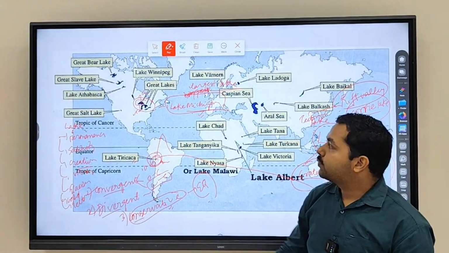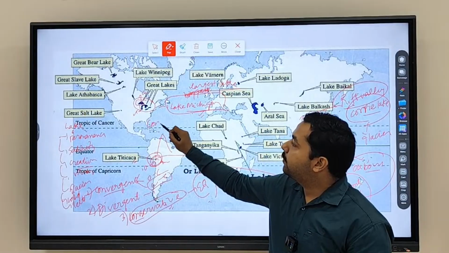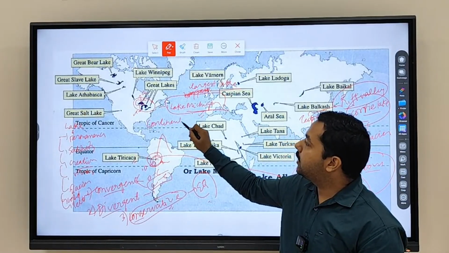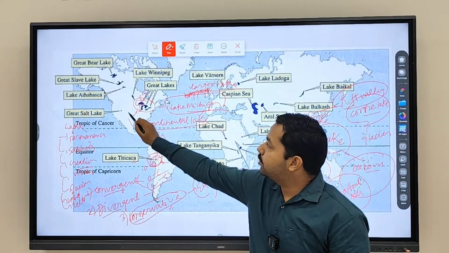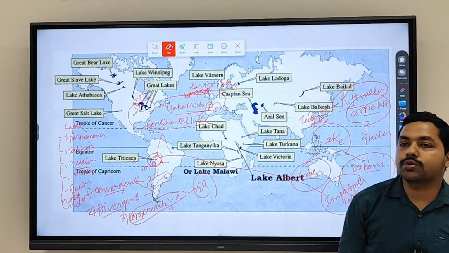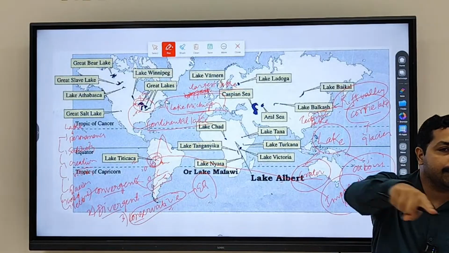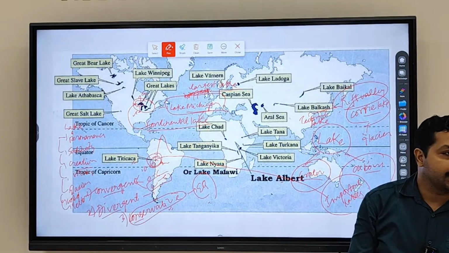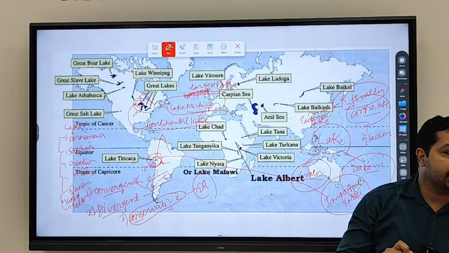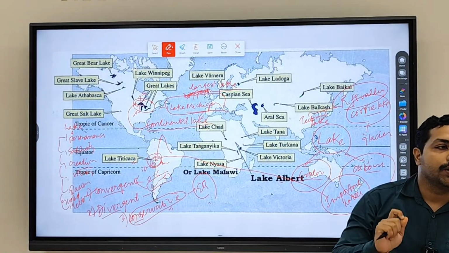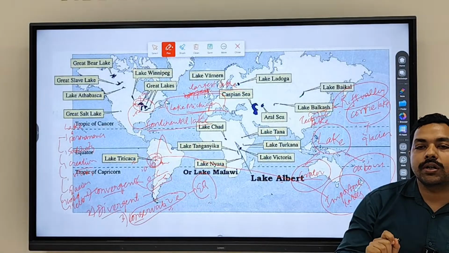Fine. As we discussed, if a question comes, what is the biggest continental lake or largest continental lake? Then it is going to be Lake Superior. We discussed surface area. By surface area, which is the largest? Lake Superior is largest. So Lake Superior is going to be the largest continental lake.